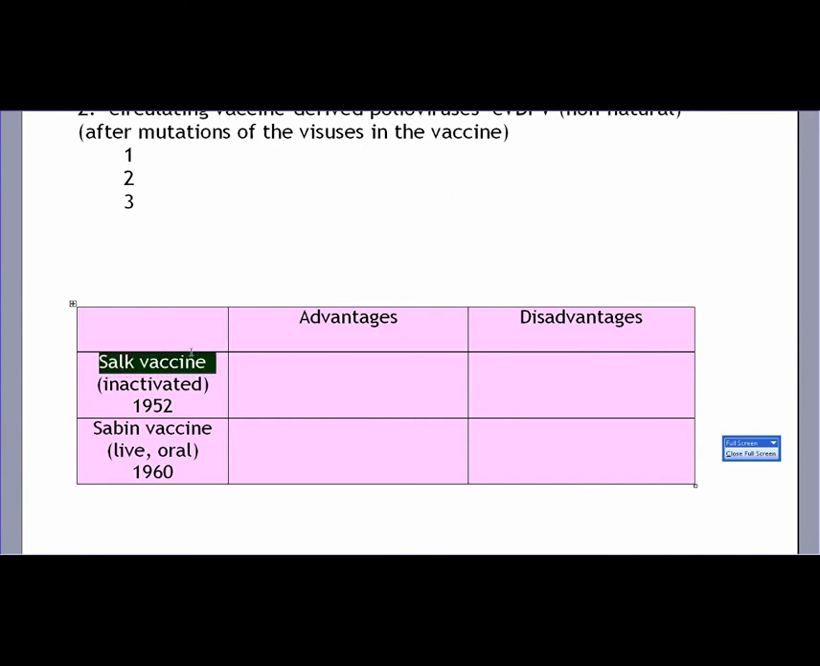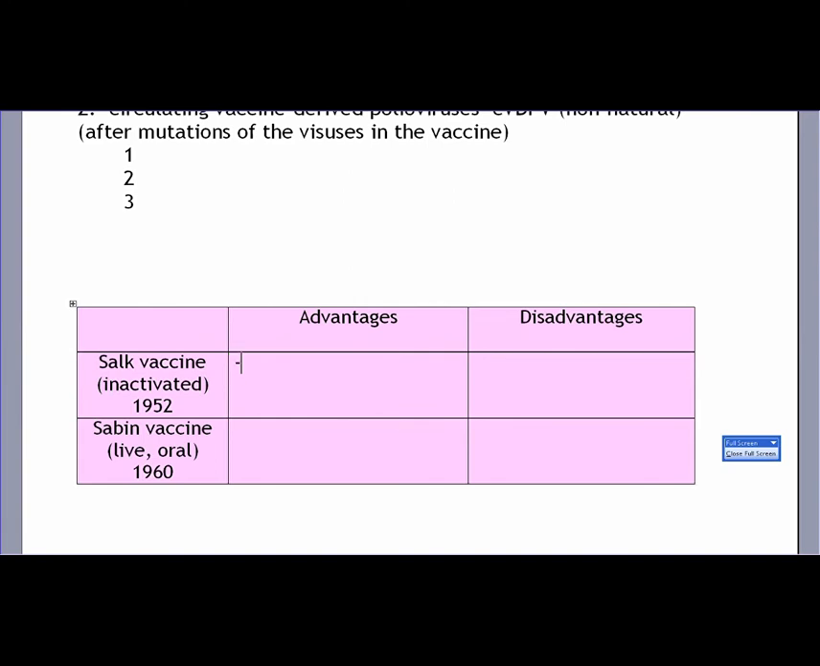The first vaccine that appeared is the Salk vaccine. The Salk vaccine is inactivated. This appeared in the year 1952. The second vaccine that appeared in the year 1960 is the Sabin vaccine. This is a live vaccine. Both have advantages and disadvantages, and we are going to write them in the table.